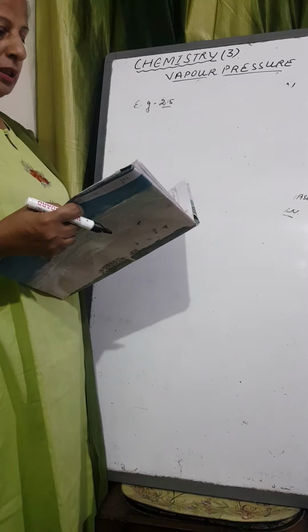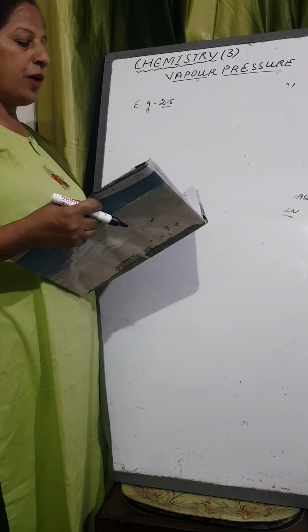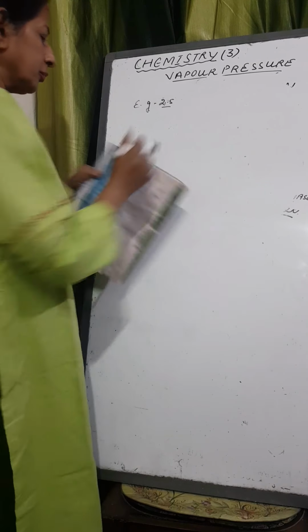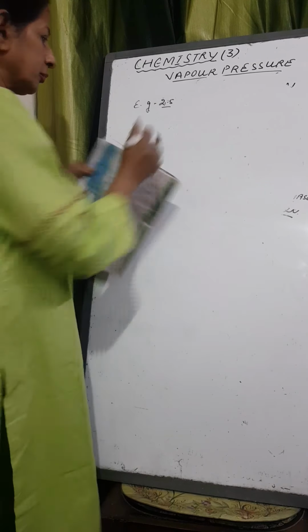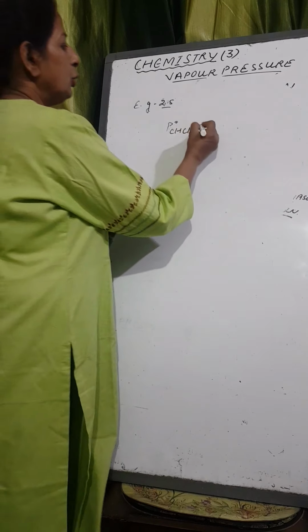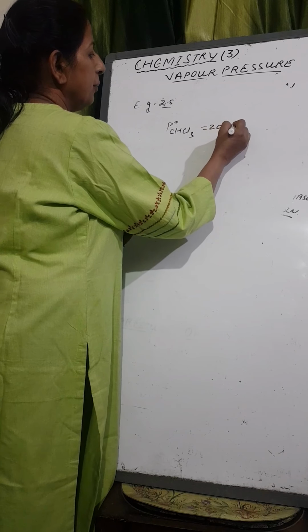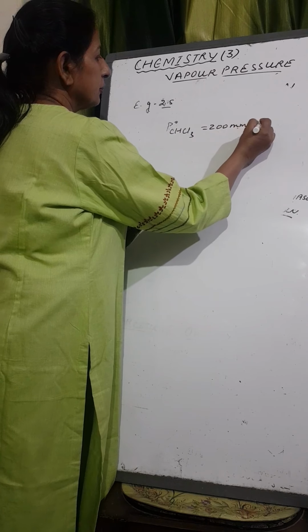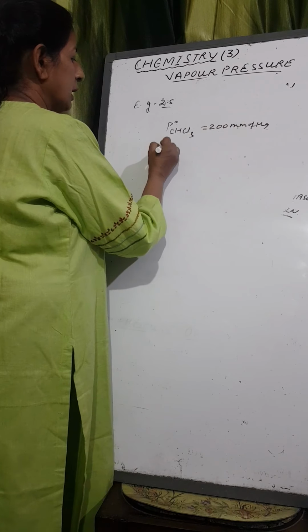Let's see what is given in the question. The question says vapor pressure of chloroform, that is this, the vapor pressure of chloroform in the pure state, is given as 200 millimeters of mercury, whereas the vapor pressure of the second liquid in the pure state is given as 415 with the same units.